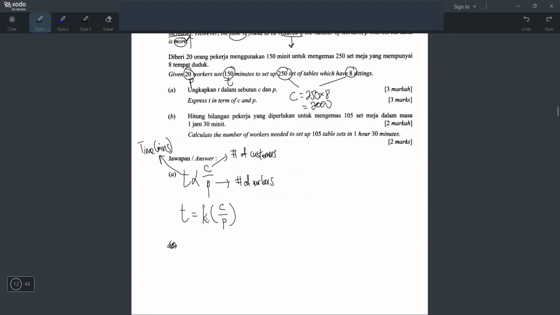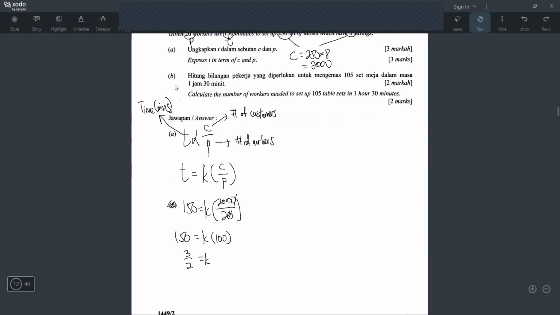Okay, let's find the K now. In order to find K, I need to have T, C, and P. I need all three. I cannot just have T and C. So we have it already. T is 150, K times C over P, C is 2000, and P is 20, that's the workers. Now I can find my K, but you can divide first. What is 2000 divided by 20? Cut, 200 divided by 2 is 100. So your K will be 150 divided by 100. If you use your calculator, you get 3 over 2, or you can also say 1.5.